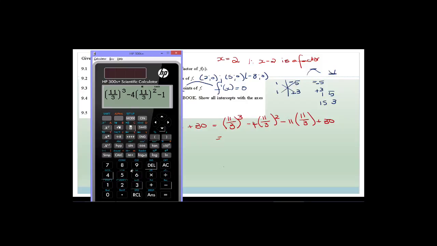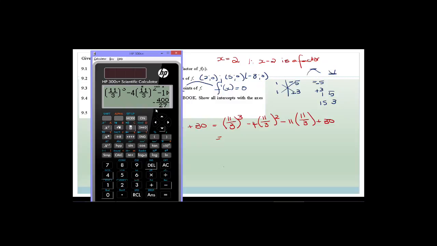minus 11 multiplied by 11 over 3, close bracket, plus 30. Equals minus 400 over 27, which, just to give us an idea, is minus 14.81.